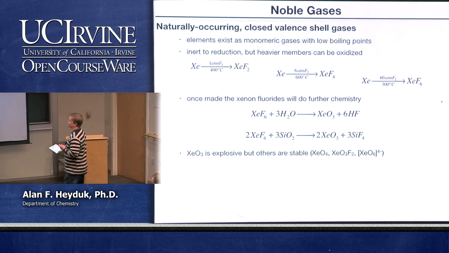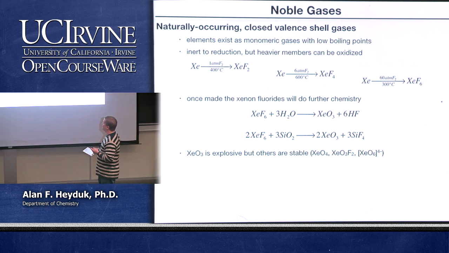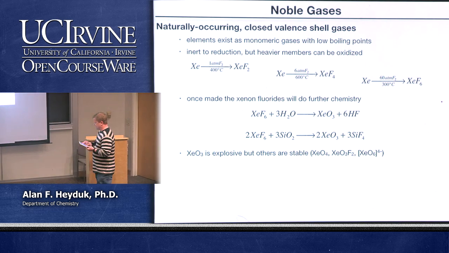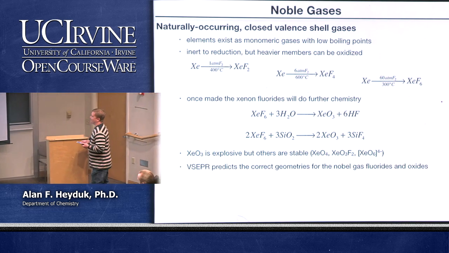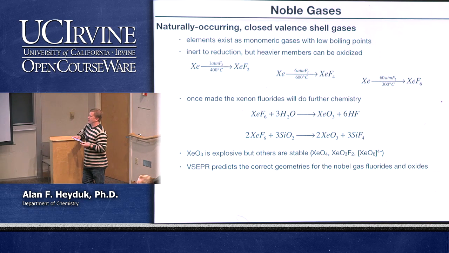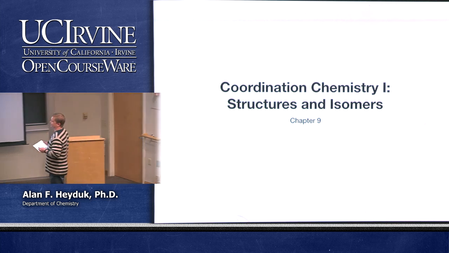Okay, xenon trioxide is explosive, so don't go make it in the lab and isolate it. But the others are more stable. Xenon trioxide is kind of special that way. And for all of these, VSEPR rocks, it always gets the right geometry for these noble gas fluorides and oxides. The end of the P block elements.